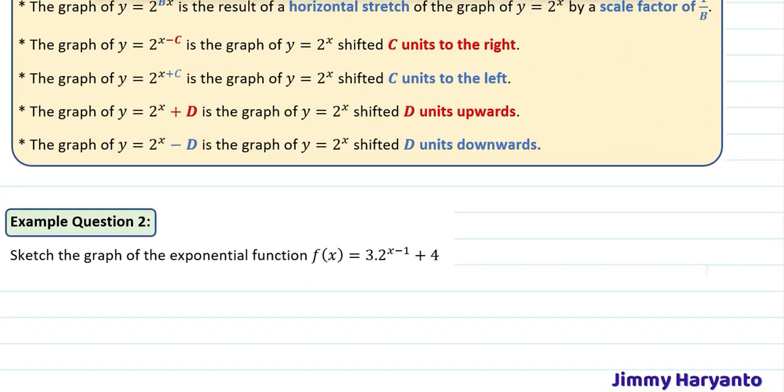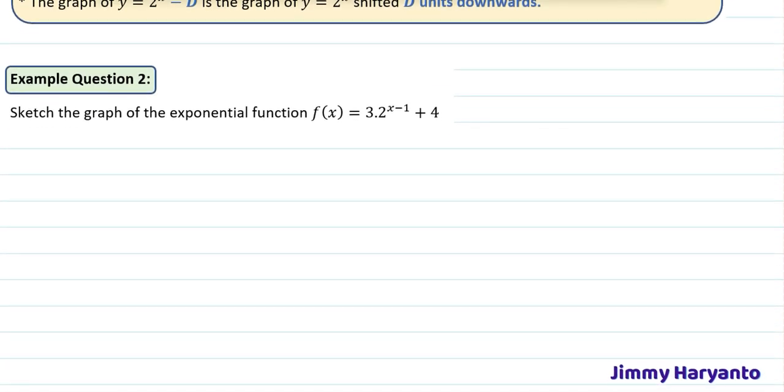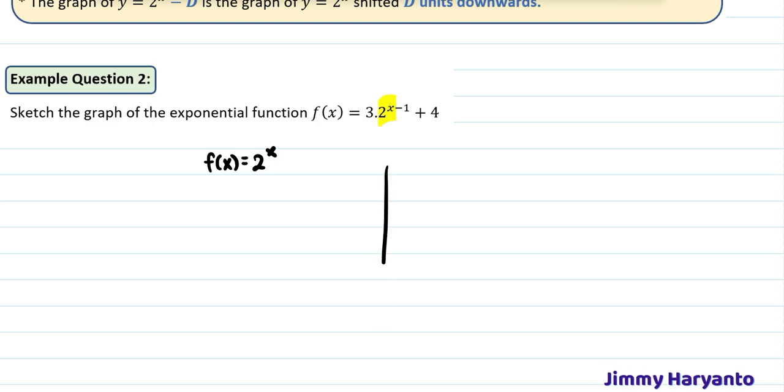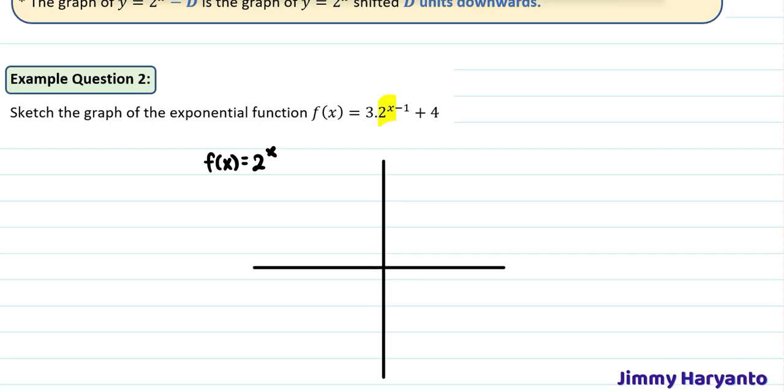Okay, let's try to draw this one. Let's take a look at the original. The original is f(x) equals 2 to the power of x. That means you have to draw this one first. I already taught you how to draw this before, right? So you'd better memorize it. 2 to the power of x is like this. We have (0, 1) right here, and the asymptote is at the x-axis. This one is the original.